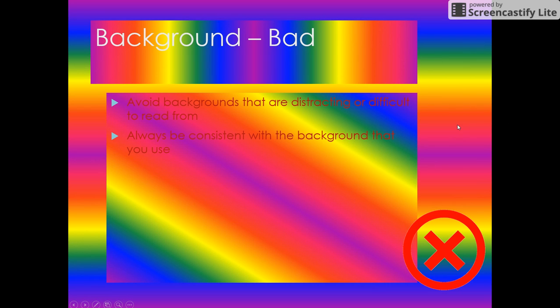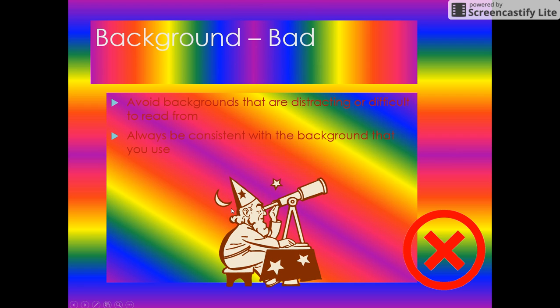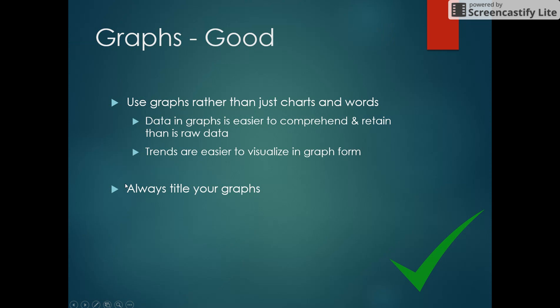Here's an example of a really bad background with the rainbow. It's hard to read the text. We had a very distracting sound and image that came in here that just throws off the audience. It really doesn't apply well. So try to avoid those kinds of things.